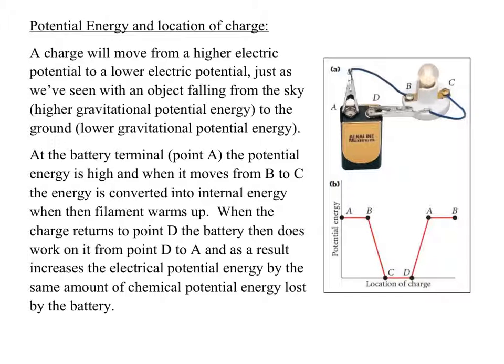A charge will move from a higher electric potential to a lower electric potential, just as we've seen with an object falling from the sky, from higher gravitational potential energy to the ground, lower gravitational potential energy. At the battery terminal, point A, the potential energy is high, and when it moves from B to C, the energy is converted into internal energy when the filament warms up. When the charge returns to point D, the battery does work on it from point D to A, and as a result increases the electric potential energy by the same amount of chemical potential energy lost by the battery.